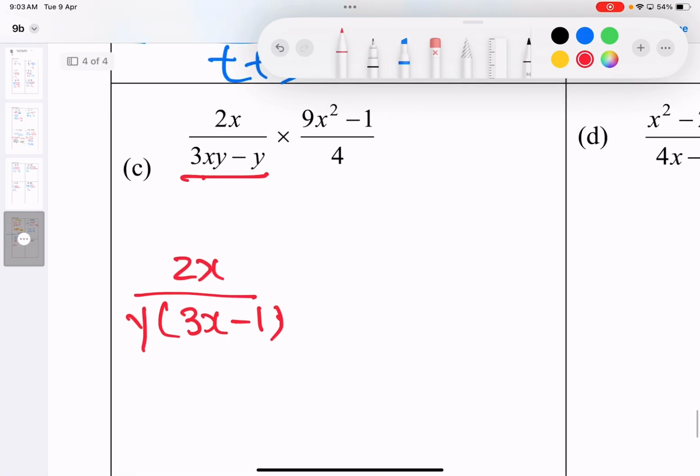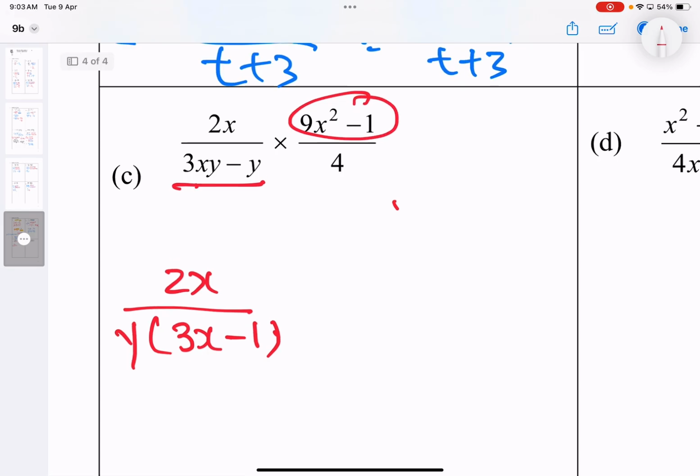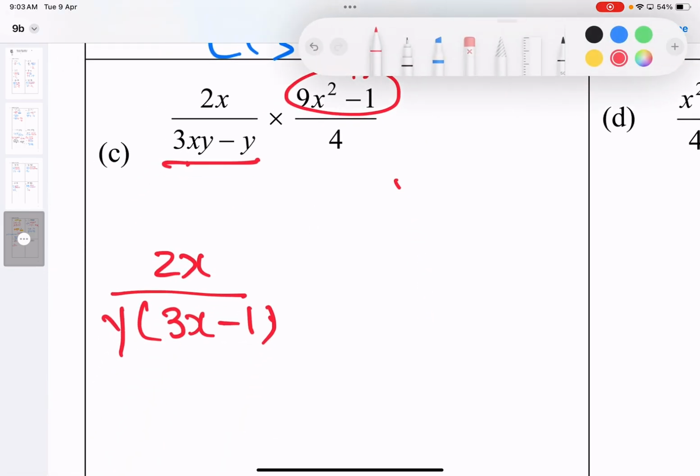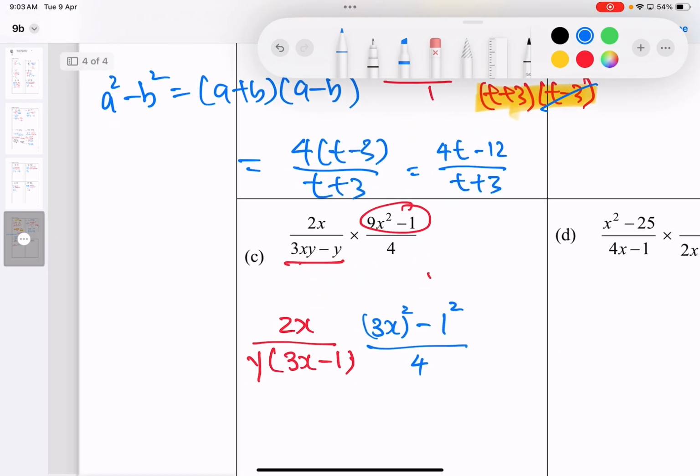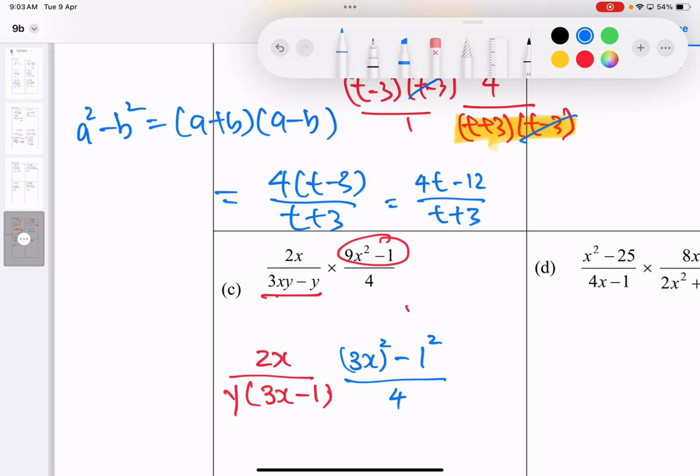Okay, then how about this one? How about this thing here? 9x squared minus 1. I help you out. 9 is a perfect square, right? So 9x squared can be written as 3x, the whole thing squared, minus 1 can be written as 1 squared. Can you factorize the top? If you have forgotten, can you look here? How to factorize this? What is the answer to this? A squared minus b squared. What is the factorization of a squared minus b squared?